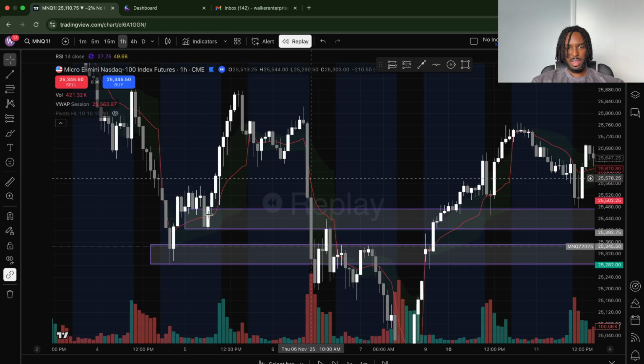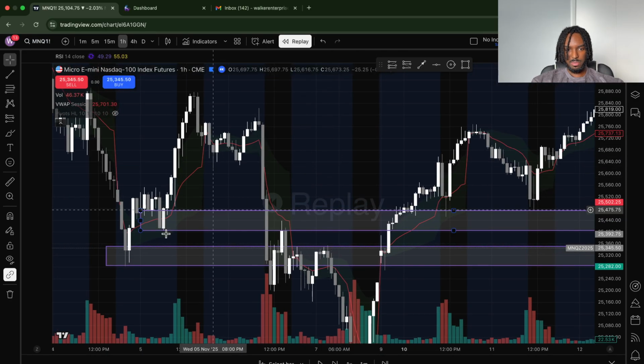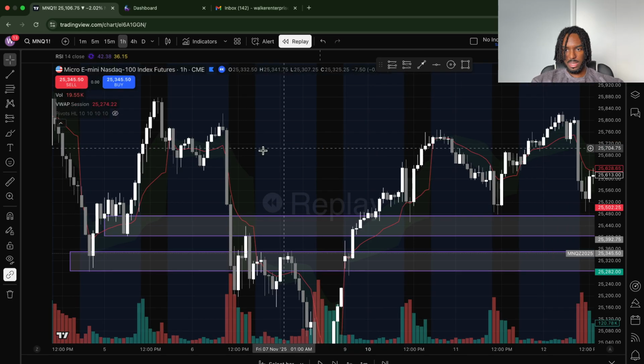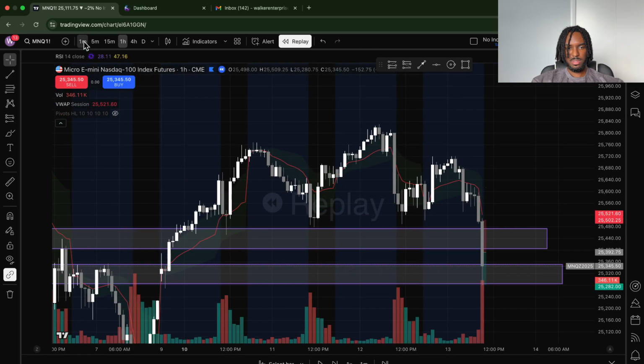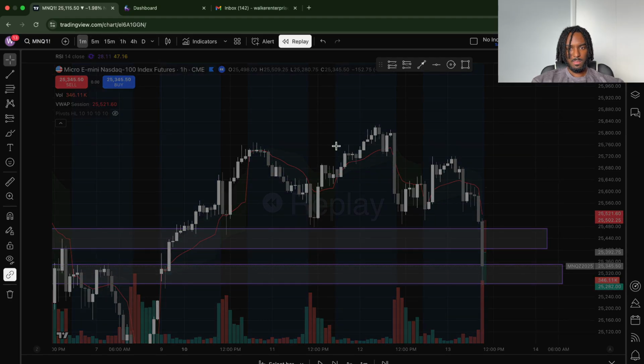So basically, I'm waiting for the break of this once again, and waiting for a retest of this level before I get into the trade. As I upload more recaps, all of this is gonna make a lot more sense. But it's very simple.